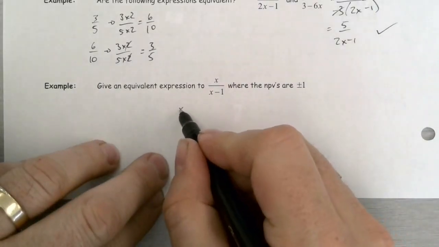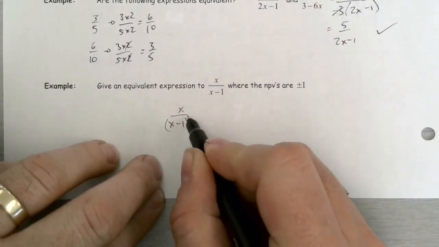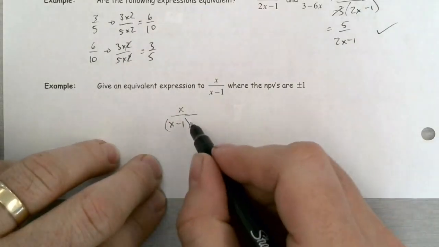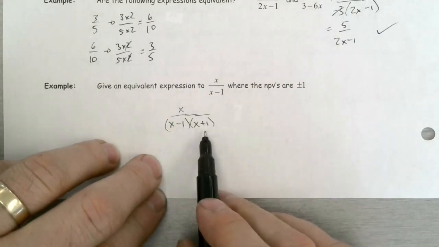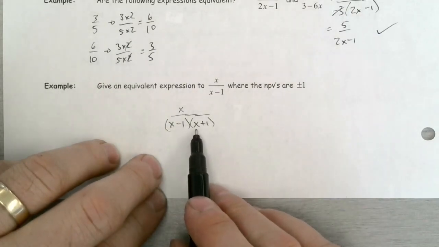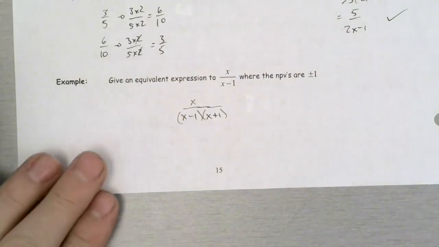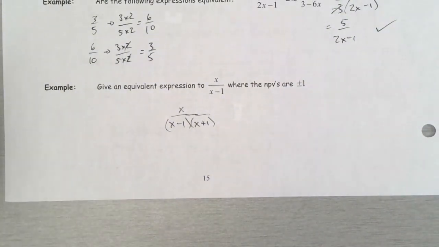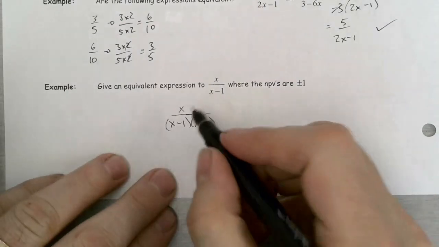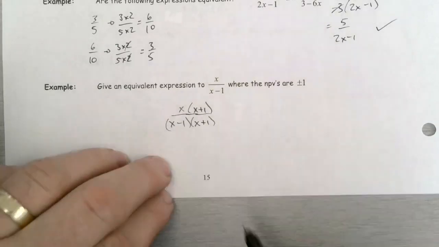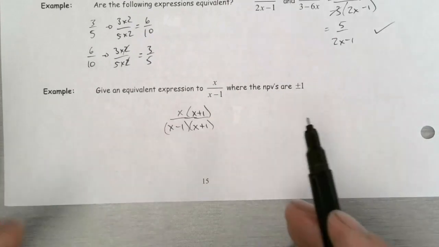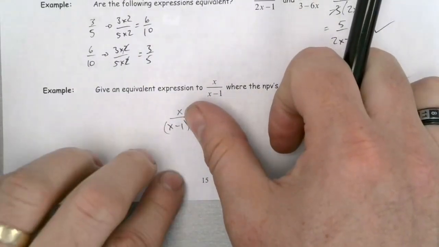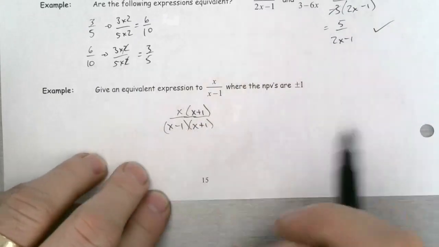Well, that means that to get a non-permissible value of -1, what I need to introduce down here is a binomial that's x plus 1. Okay? X plus 1, because if I plug -1 into here, that creates a 0. Now, I can't just multiply the denominator by x plus 1. This needs to be balanced, numerator and denominator. So I need to do this to the numerator as well. And now, x plus 1 divided by x plus 1 is 1, and multiplying this expression by 1 doesn't change it. So these are equivalent expressions.